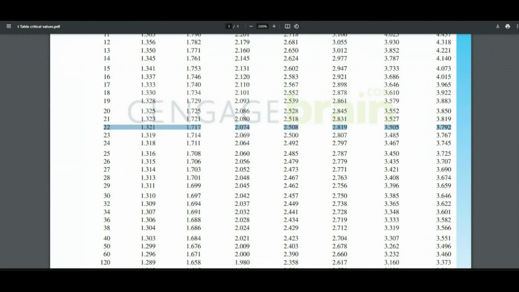Where's 2.759? Well, it's not here, it's not here, it's not here. It's between these two. 2.759 is between these two. Why is that important? What areas are associated with this column and this column?